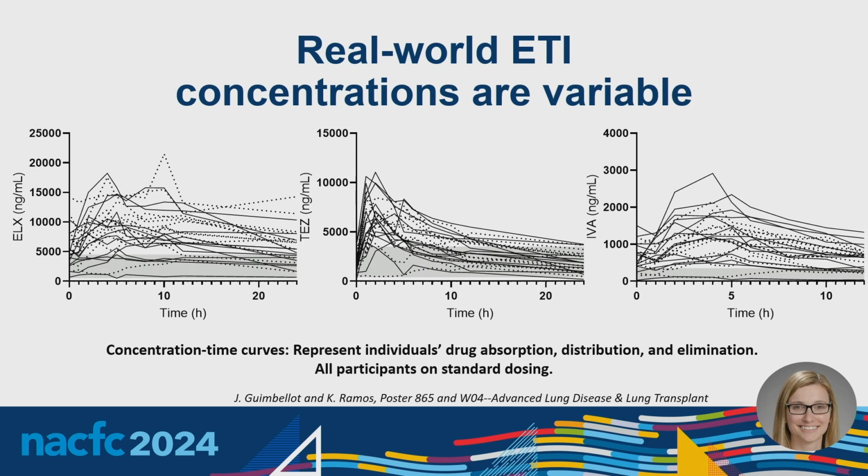So this is data that I presented in workshop 4 earlier this conference, and also is available on poster 865, work that I did with Kathy Ramos at the University of Washington. And what we did here was look at real-world ETI concentrations. And what we see is that it's highly variable. And so what you're looking at are concentration time curves. These are individuals' drug absorption, distribution, and elimination, and all the patients are on standard dosing. Each line that you see represents a different person. The dotted line versus the solid line are actually two different groups that we studied, and the shaded areas are the estimated effective concentrations.